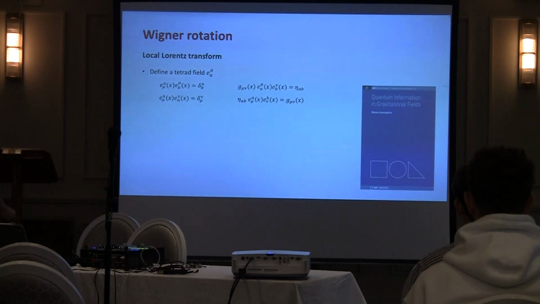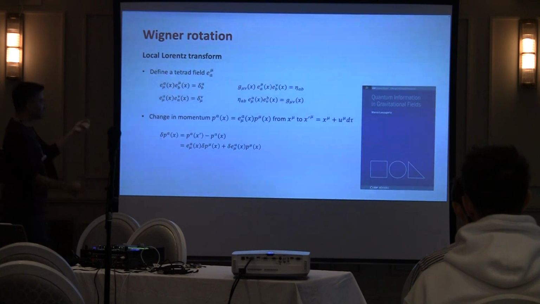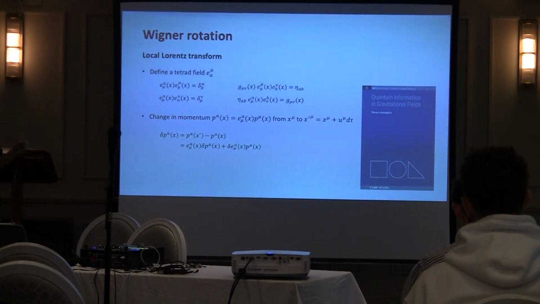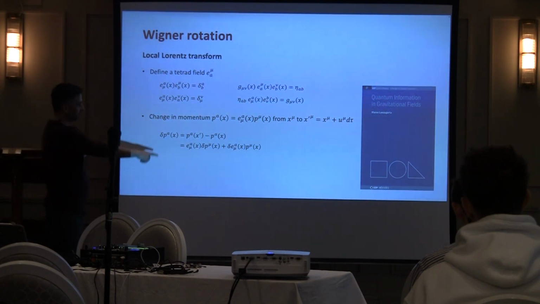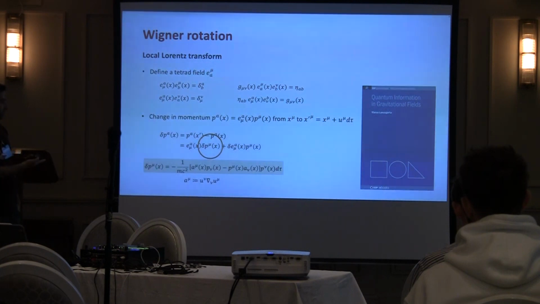It's a nice book. So to get a local Lorentz transform, we could start by choosing a tetrad field, and then what we want to see is how the momentum of our system will change after it moves from a certain location to a location that's infinitesimally close to it. This change in momentum will depend on this sum here, and we can see that the first term depends on non-gravitational forces applied to the system, which is given by this expression, and the second one depends on the curvature of space-time.